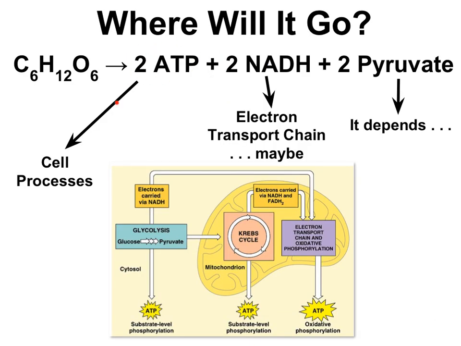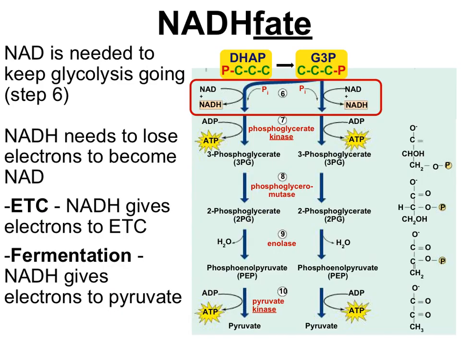That ATP is going to be used to do cell processes. NADH can be used to go to the electron transport chain and carry high energy electrons there, maybe, if the conditions are right. And pyruvate, it's the same thing. It depends on what cell is there and what conditions are there. Let me explain more with NADH first. So you can see that NAD is needed to do step 6 of glycolysis. If all of the NAD is tied up as NADH, the NADH would need to drop an electron to become NAD again.